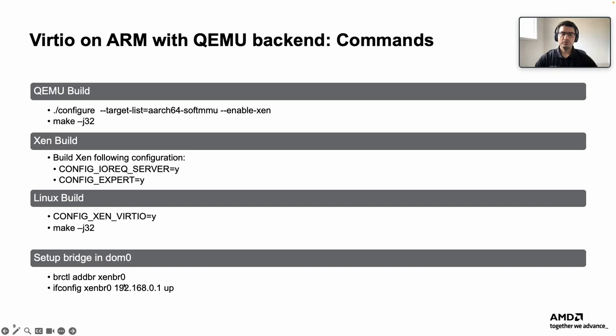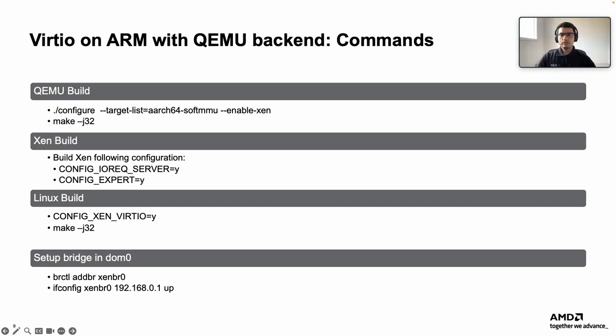And for domU, because right now QEMU runs in domU, which means our backends always lie in domU. So we have to create a bridge there if we want to use VirtIO net. If we don't want to use VirtIO net, there's no need to do this.